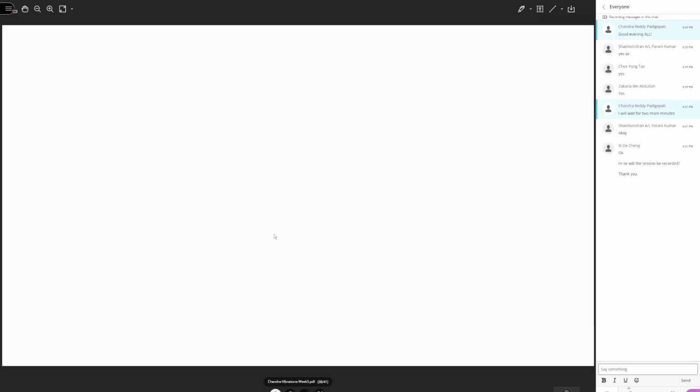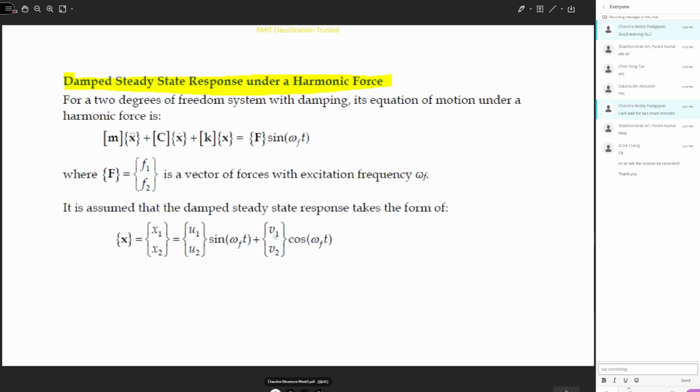The next part we will be doing is the damped steady-state response under a force. So now we are taking the last part of the multi-degree freedom system, where we are including a forced and also a damped vibration.